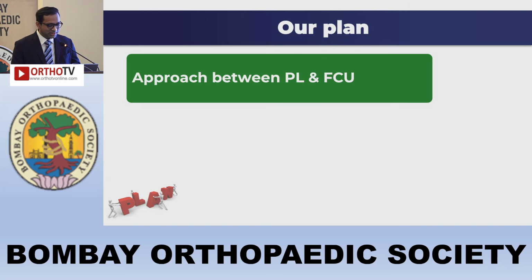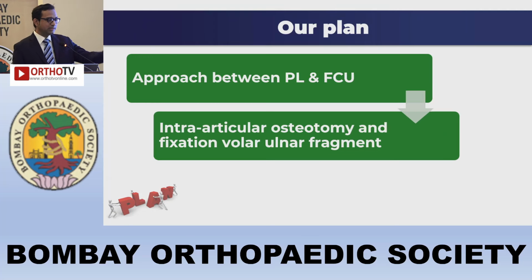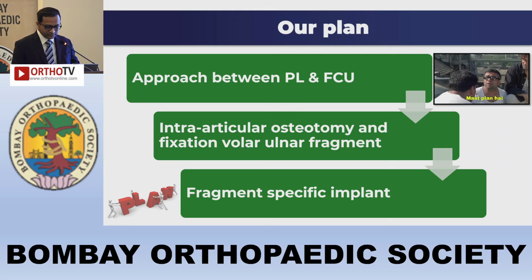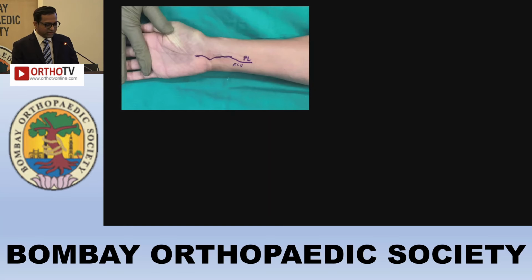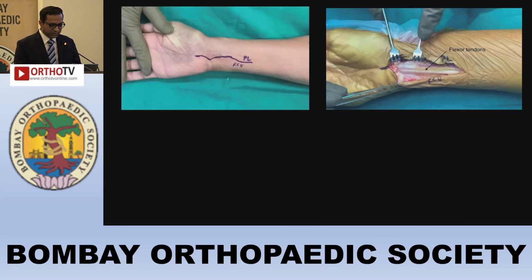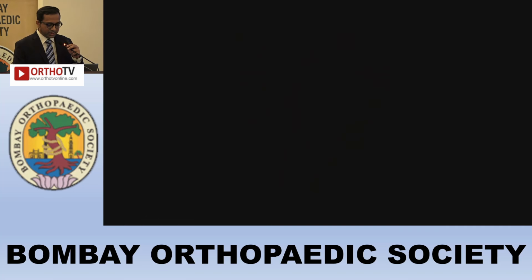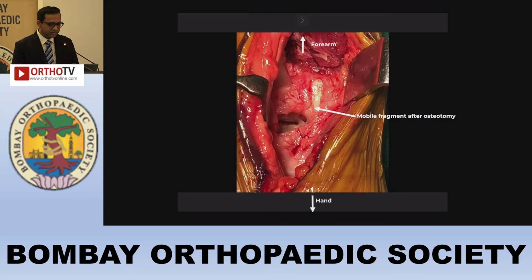So the plan was to go between the palmaris longus and FCU so that you can directly approach the volar lunate facet to do an intra-articular osteotomy and fixation of that fragment with the specific implant. So these were intraoperative pictures, FCU, PL retracted, and this was the fragment.